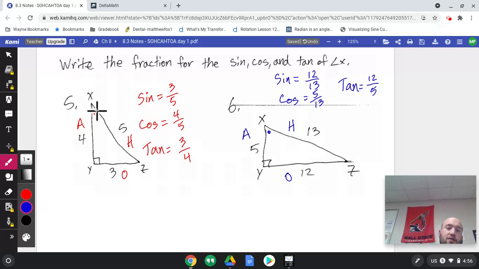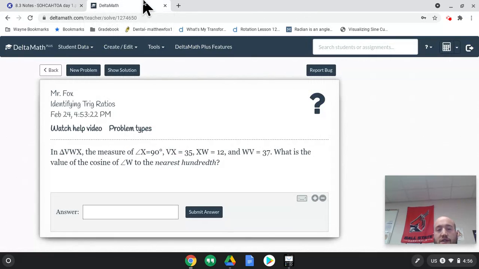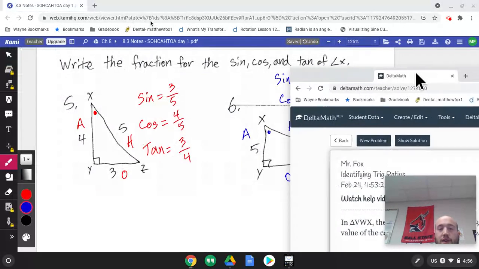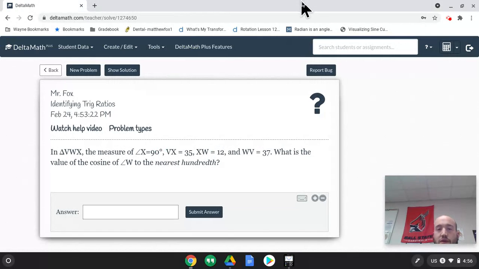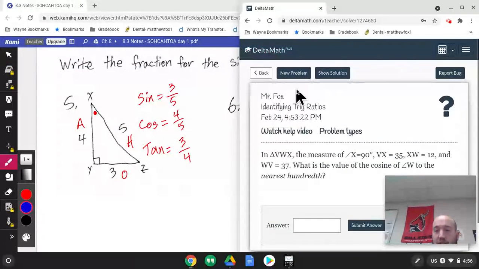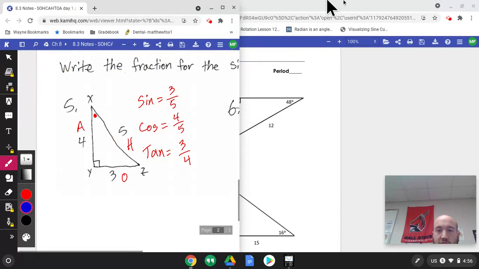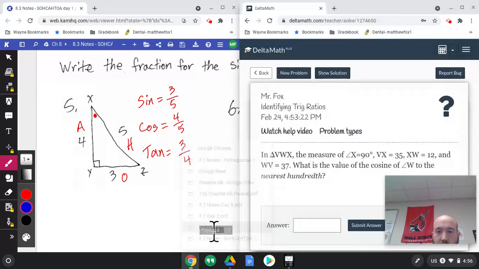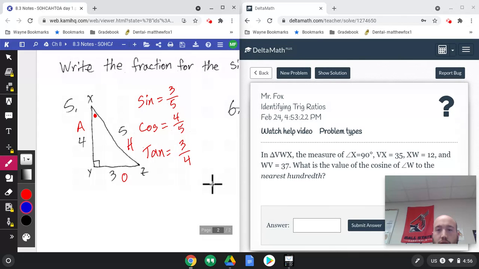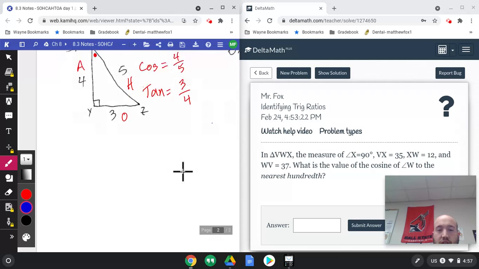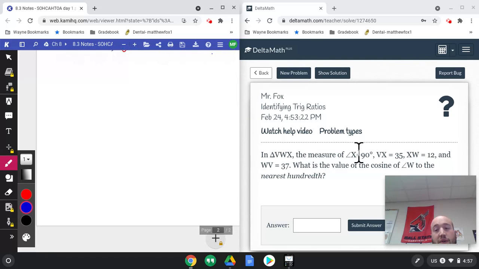All right, now, today's homework is in Delta Math. You're going to do a few of these. Now, the difference is when you are solving them, they don't have a picture for you. So if you have a problem like this, and let me set this up so I can write, and you guys can still see it. All right, so anytime you have a problem like this, I recommend you draw a picture.